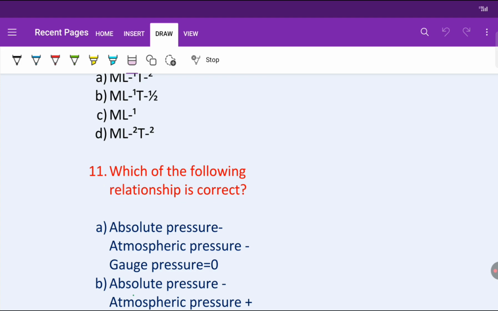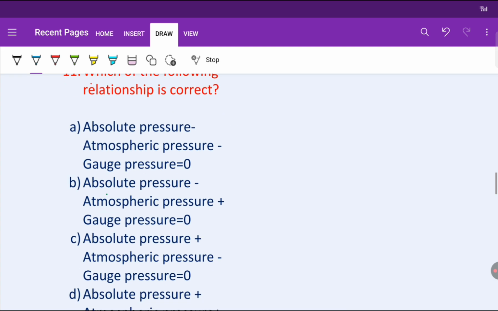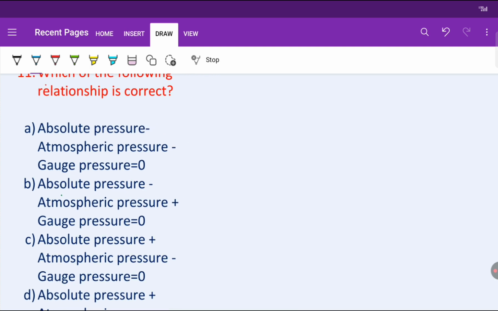So let us start with the 11th question. Which of the following relationships is correct? The question is asking about the relationship between the various types of pressure. So let us understand the types of pressure first.